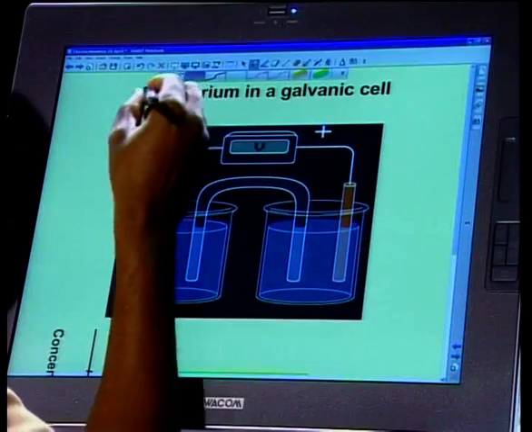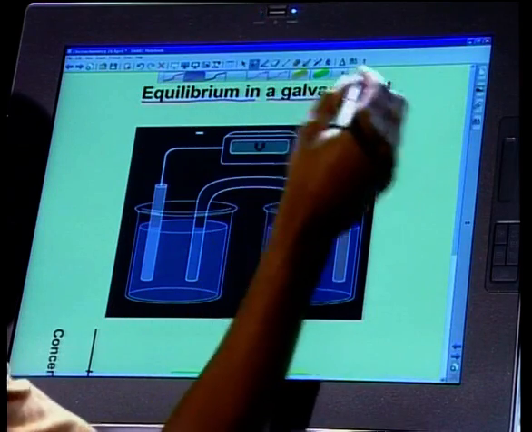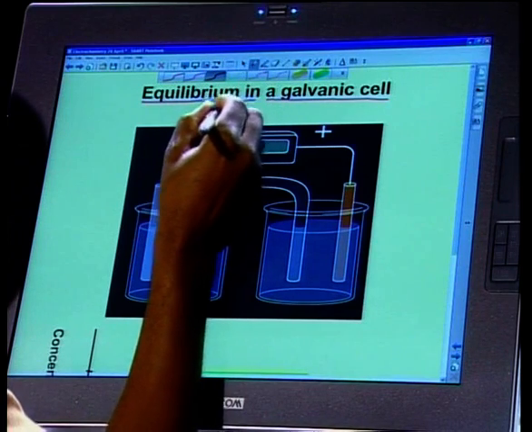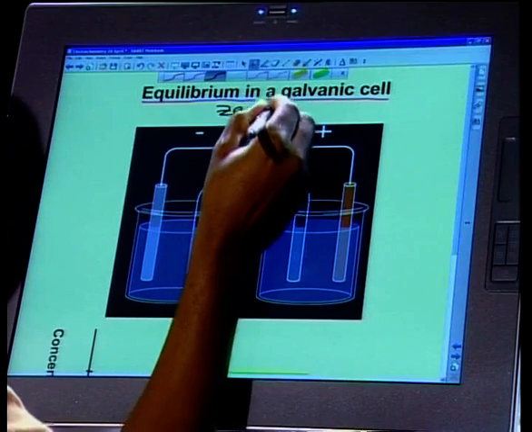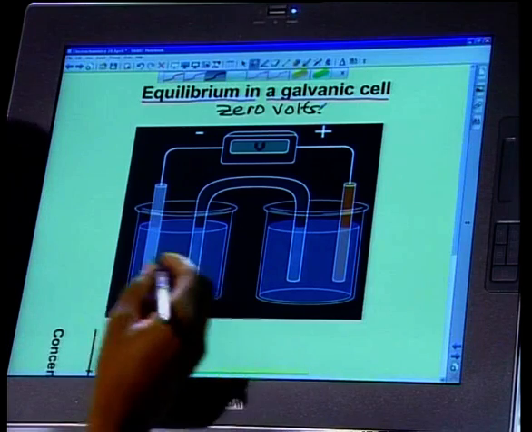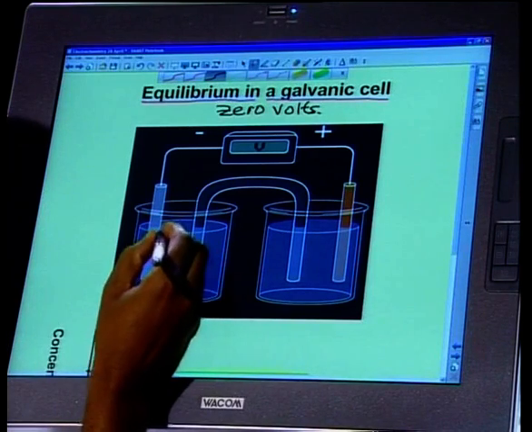Now, let's move on quickly to talk about equilibrium in galvanic cells. When a state of equilibrium is reached in a galvanic cell, it is reached at this point where you've got 0 volts. Okay, the galvanic cell cannot give you any more electrical energy. Let's try and explain this.